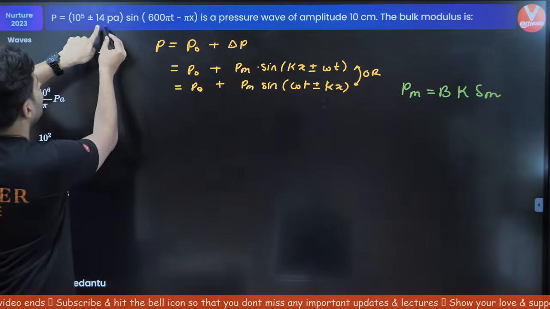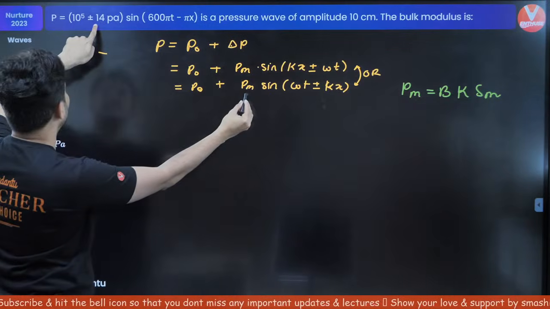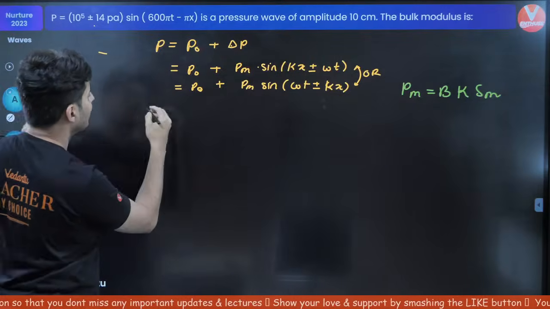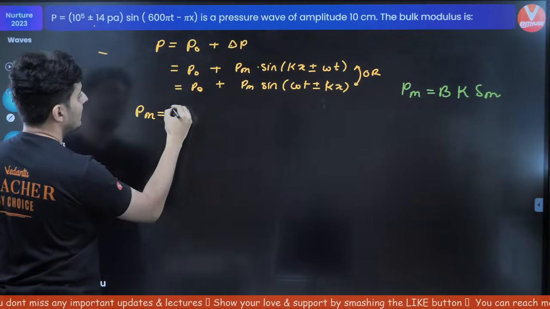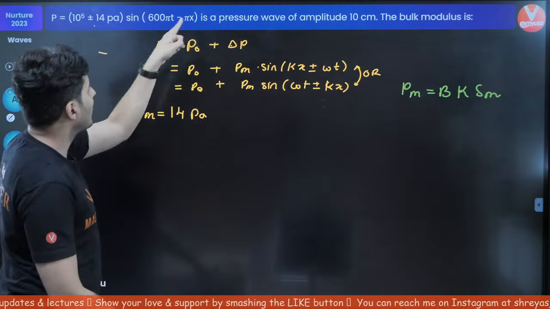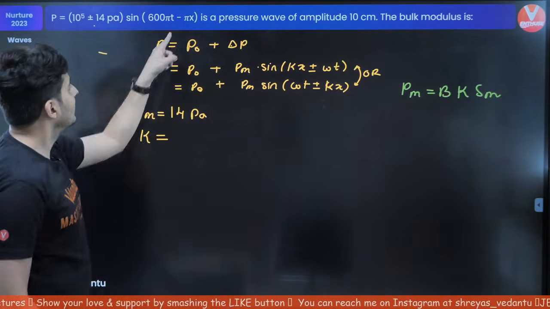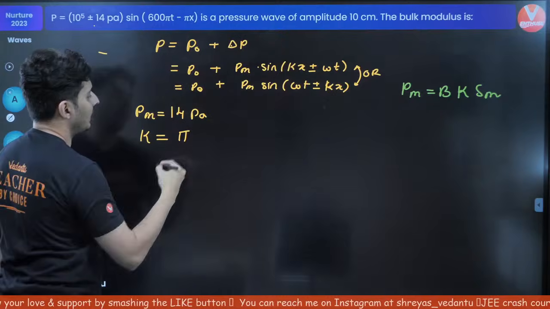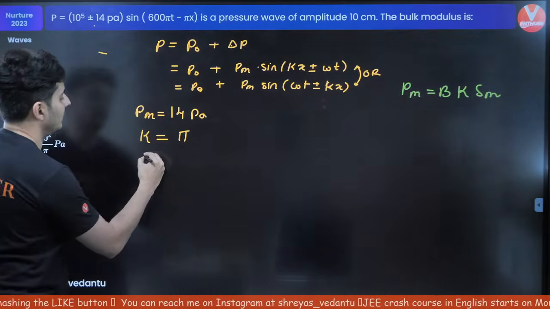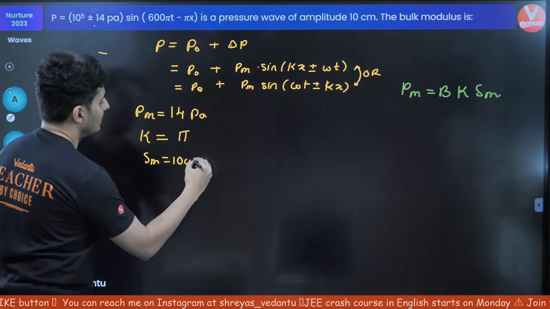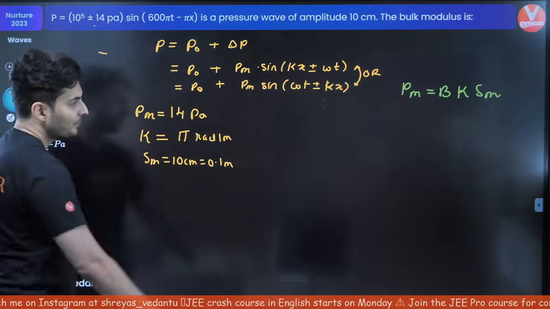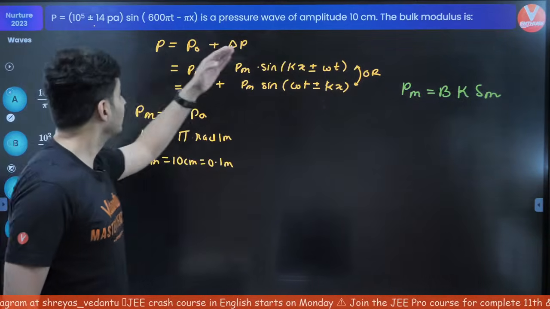Look at this. This 14 is same as Pm. 10 to the power 5 is P naught, atmospheric pressure. So quickly you can say Pm is 14 pascals. Next, I need K. So compare it and see what the value of K is. K is nothing but pi from here. Sm is given as 10 centimeter, which is 0.1 meter. K was in radian per meter. The only thing remaining is the bulk modulus.